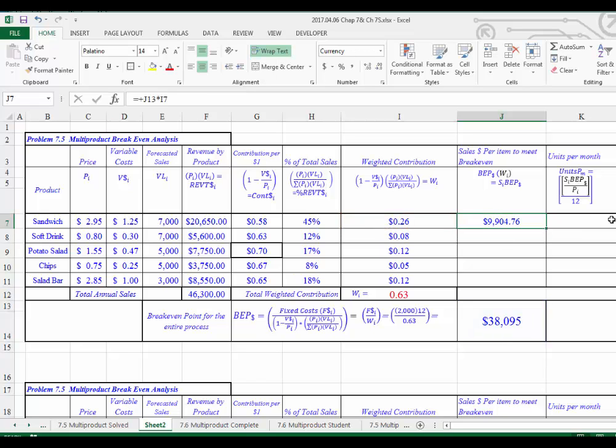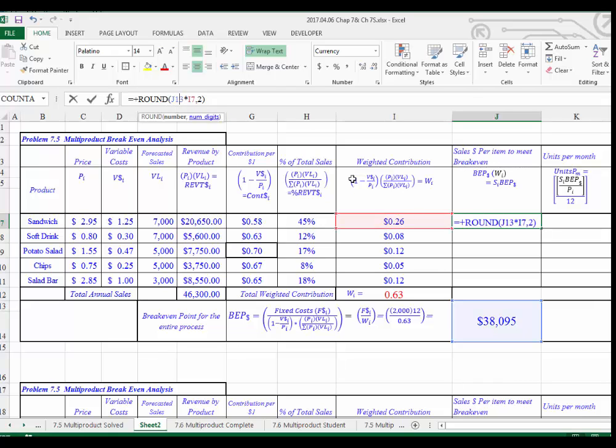And that's our 9,004. Probably already rounding, but we'll tell it anyways, just to be sure we all get the same answer here. And again, we need to anchor our 38,095 because if we don't anchor it, it'll roll away from us and mess up our calculation. So we anchor it and then we pull it down. And then we can see that we need to make $9,900 in sales of sandwiches, $3,000 in soft drinks, $4,000 potatoes, etc.